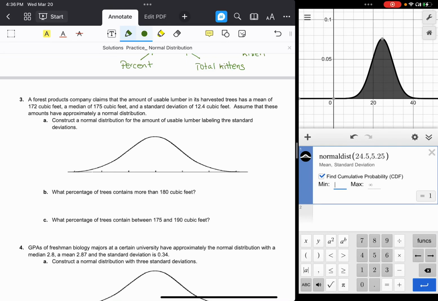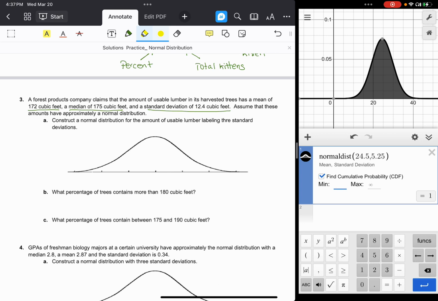Let's look at the next problem on our normal distribution practice. So this one, we're given a forest products company claims that the amount of usable lumber it harvested in its harvested trees has a mean of 172 cubic feet, a median of 175 cubic feet, and a standard deviation of 12.4 cubic feet. So we've been given extra information again. We don't need all of that.